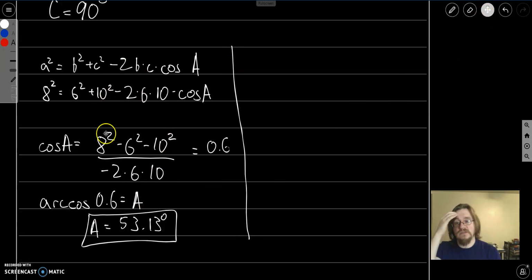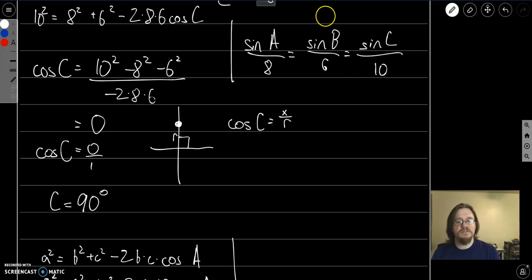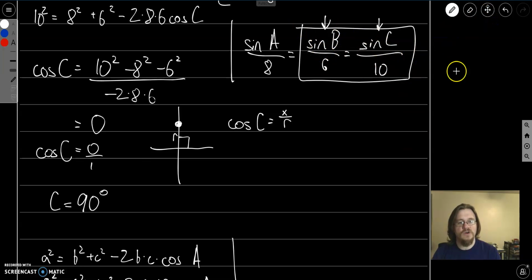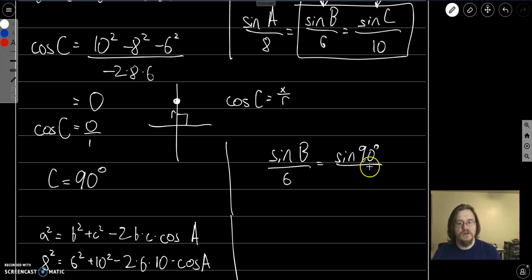We've used the law of cosines here, but we didn't necessarily have to. We could use the law of sines. So let's come back up here and use the law of sines to figure out B. For instance, I know what C is. C is a 90-degree angle. So I could use the law of sines and figure this guy out. So let's write that down. We've got the sine of B over 6 is equal to the sine of C, so the sine of a 90-degree angle, over 10.